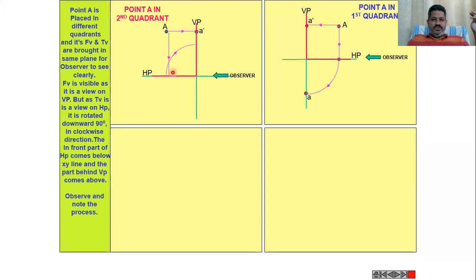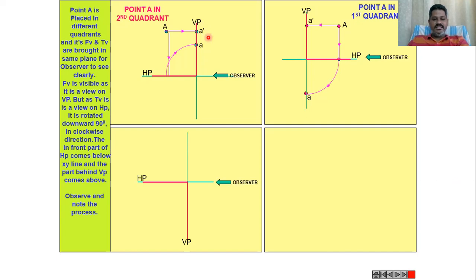Then I am rotating HP 90 degrees in clockwise direction, so as to view the top view properly. I am going to indicate the top view as A, the front view as A double dash, and the side view as A dash and A double dash in this slideshow. Then let me take the same point in the third quadrant like this.